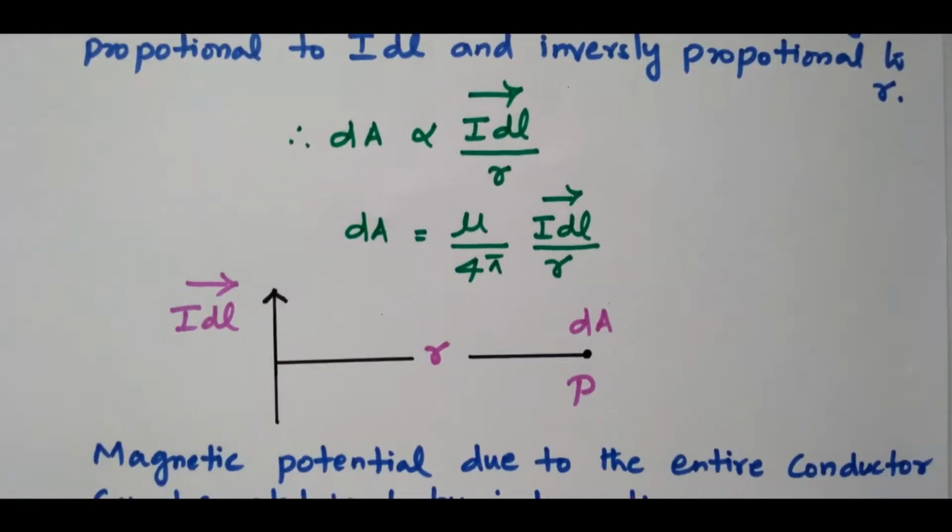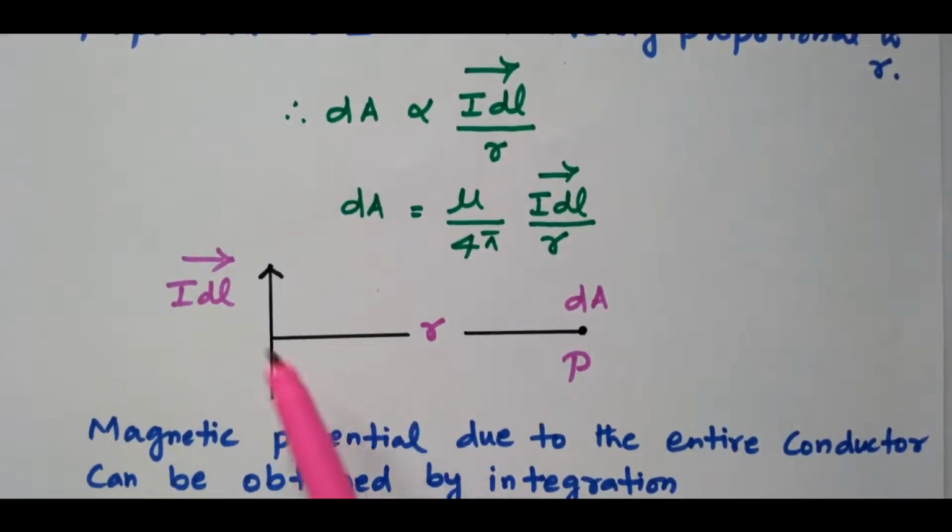Now we can refer to this diagram. This is the conductor, and the current is flowing through this conductor. Here n number of current elements are available. We consider one current element I dl. We need to find the vector magnetic potential at this point P, which is at a distance r meter. Due to the small current element dl, we represent the vector magnetic potential as dA.